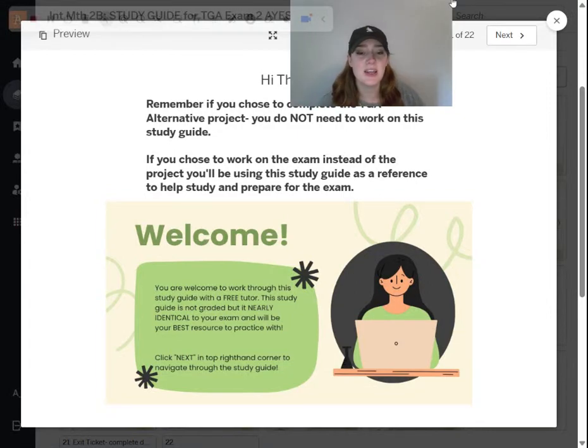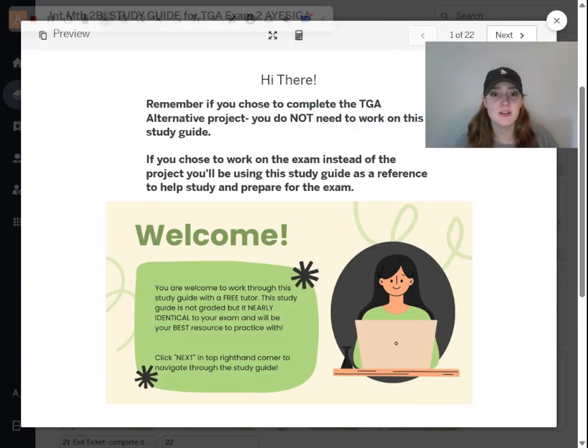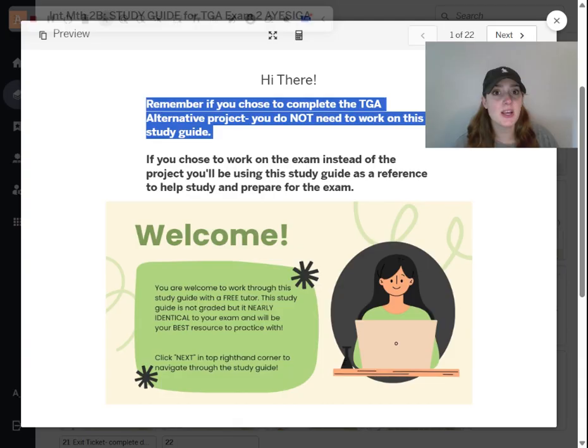Hey guys, we're looking at your Unit 2 study guide for Integrated Math 2B. Just a reminder, if you're working in this study guide, it's only if you chose to complete the exam.